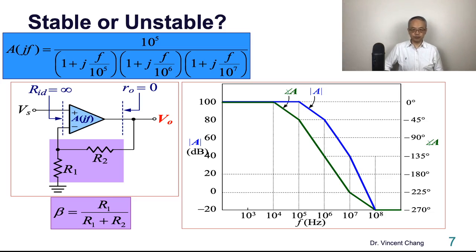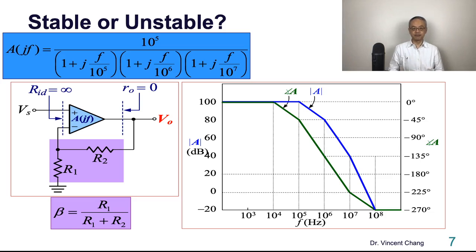Can you make the judgment? Yes or no? Yes or no? How many of you think yes? How can you make the judgment without knowing beta? Who has the final authority to determine the stability of the circuit?